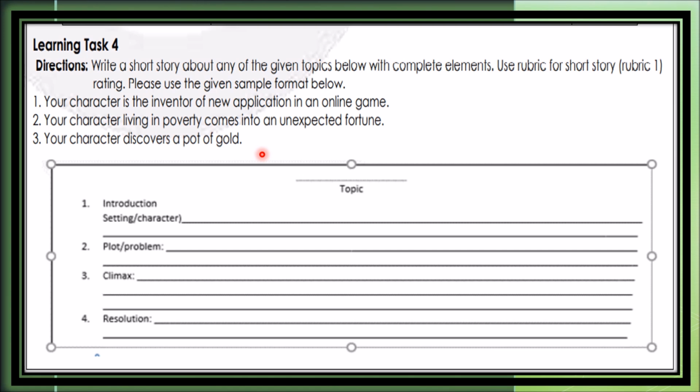Then use the sample format here. This is the sample format. What is the topic? Then your introduction, the setting, and the plot, the problem, then the climax, and the resolution. I was able to give you already the sample of how you're going to write with complete elements of the short story in paragraph form also, right? So don't forget the sample format. The topic is first on top, then the introduction, the plot, the climax, and the resolution. Okay, do you understand? Good.